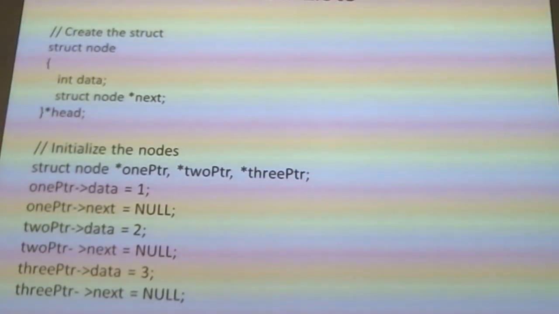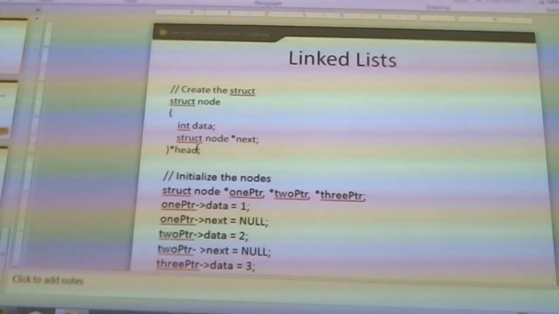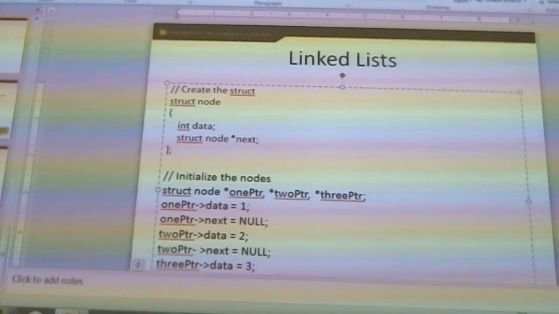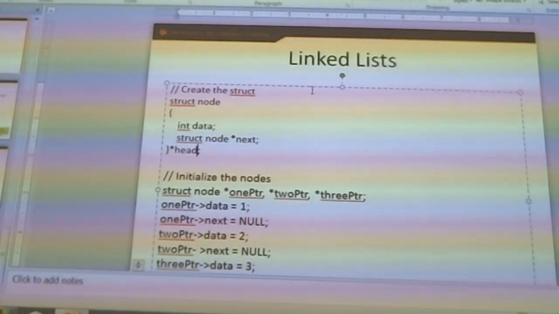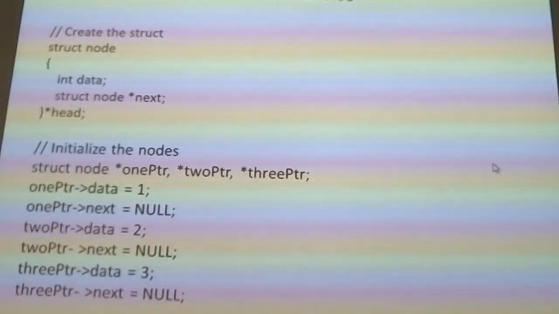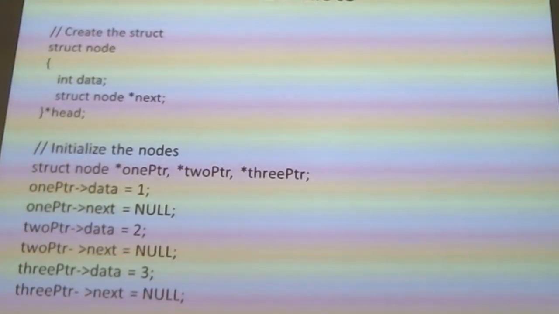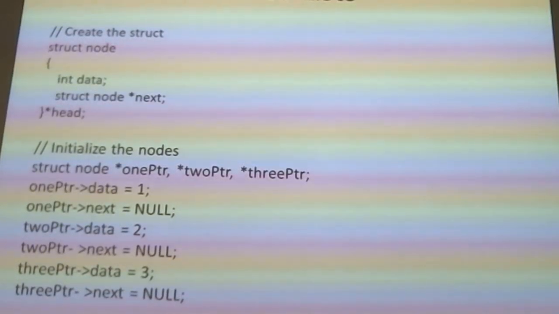So you don't have to do it this way. It's perfectly fine to just have this, and then later on create that instance of the struct called head. But it's just a quick and easy way to create that. So what this head is going to do for us is represent the head node of our list. Okay? And then you initialize all your other nodes that you want to do.